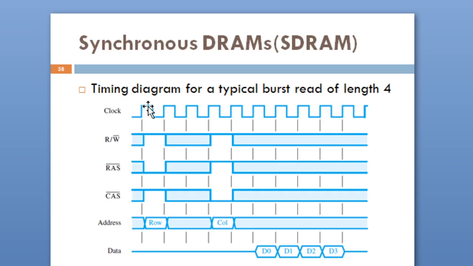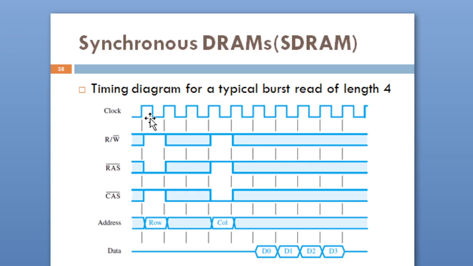So here you can see this is one clock cycle. One clock cycle will have both one positive cycle and one negative cycle, and this particular edge we call a rising edge, and this is a falling edge. Okay, so in the first clock cycle the row address will be placed on the address bus.